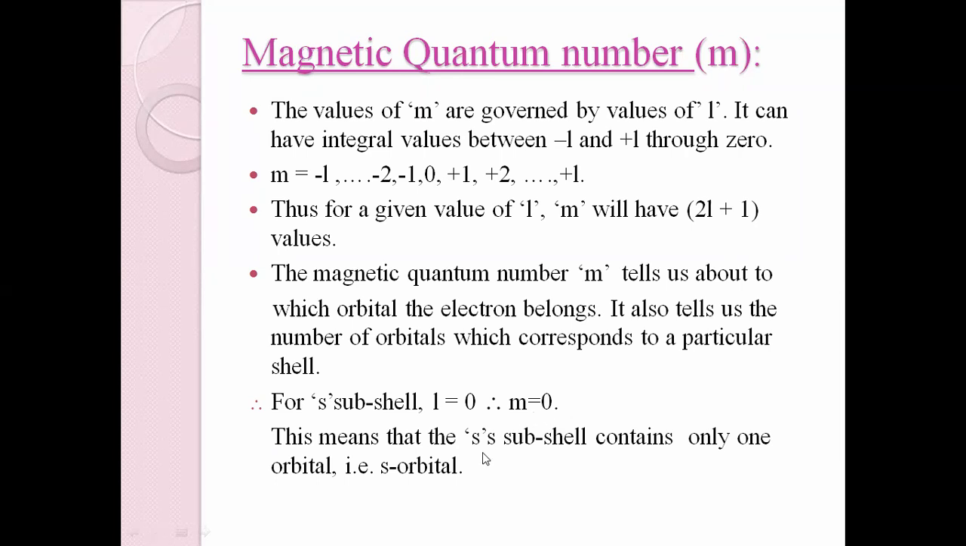It means that the s subshell contains only one orbital, that is the s orbital. Okay, यानी कि एक ही ओरिएंटेशन है, एक ही ऑर्बिटल उसके अंदर प्रेजेंट है, s subshell के अंदर। वो कौन सा ऑर्बिटल है? सबसे पहला ऑर्बिटल शुरू होता है s ऑर्बिटल। तो वो 1 आने का मतलब है मैं ये इंटीग्रल वैल्यूज में से I will pick up that value from this range of m.